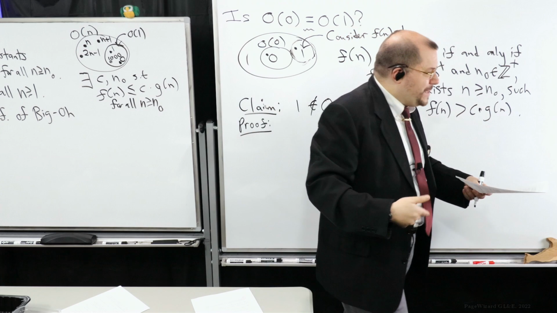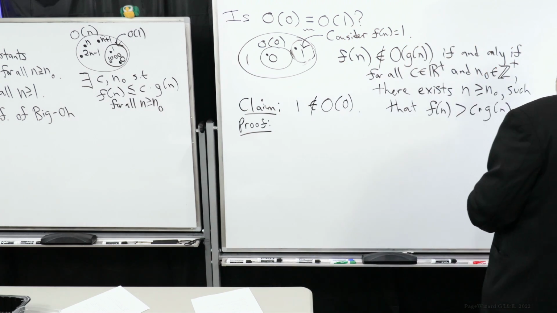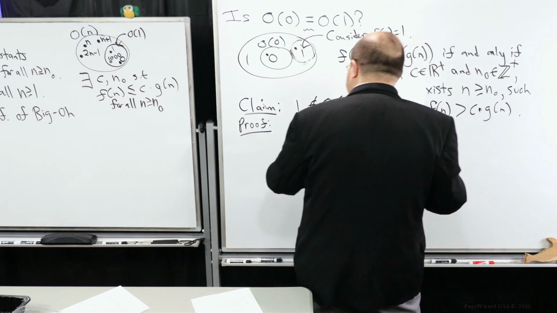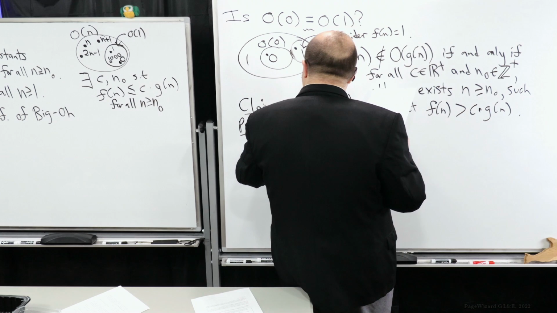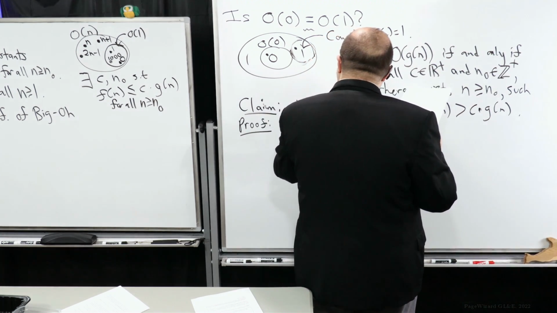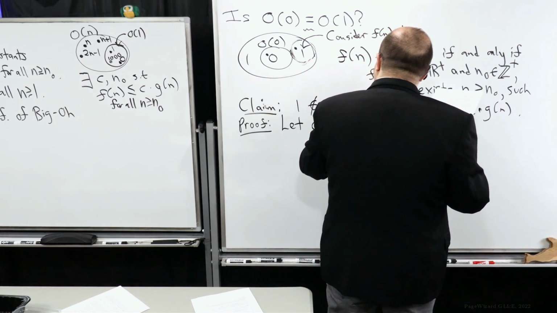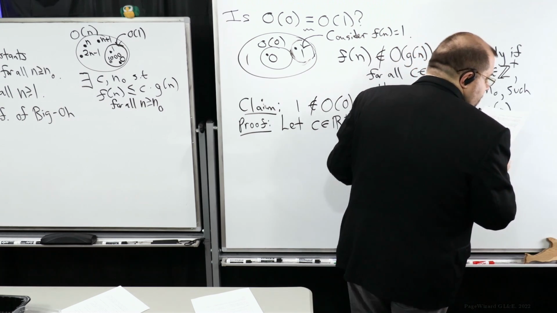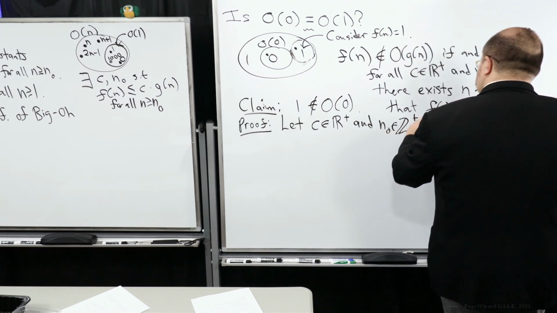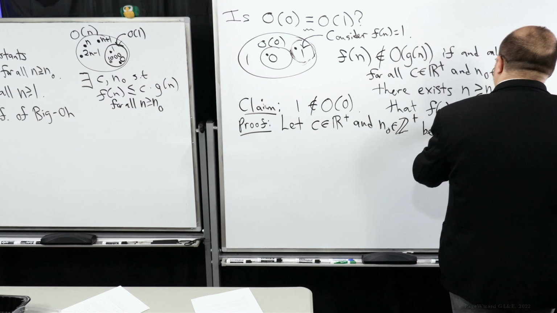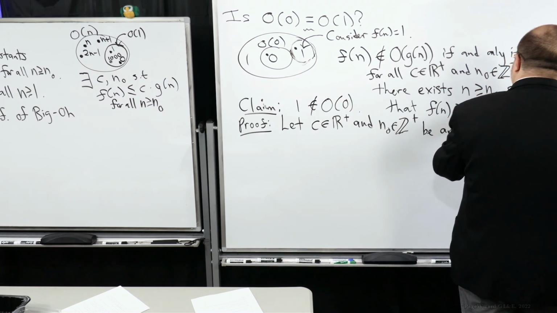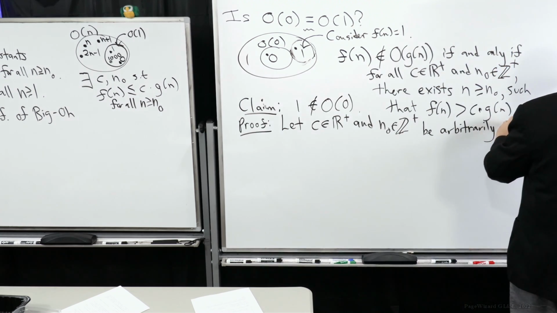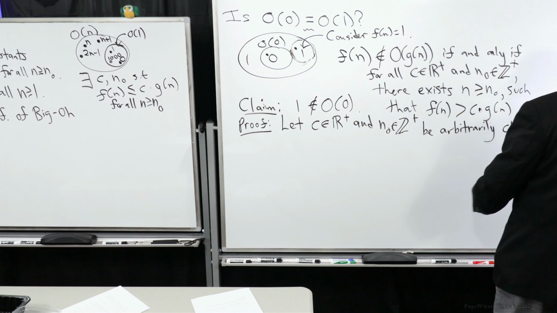You're going to see that the way this argument's going to work is that I'm going to have to be careful when it comes to this. So let C and n0 be arbitrarily chosen and fixed.